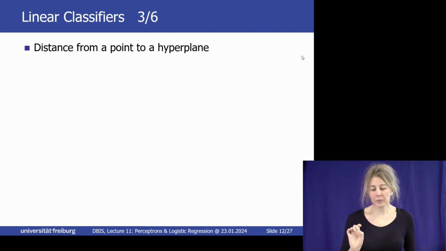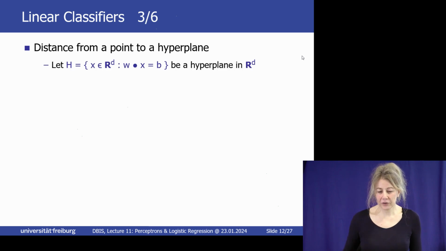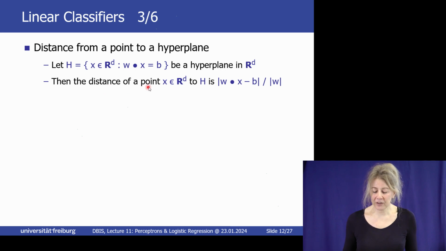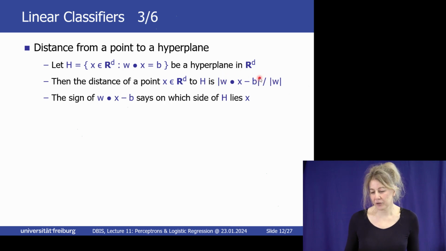Now we do some mathematics because we need it all the time. How do you compute the distance from a point to a hyperplane? Let's assume we are always working with that definition now. A hyperplane is all the points where, for a given W and B, this condition holds true. And now I'm claiming that the distance of any point to this hyperplane is this. And let's prove this.